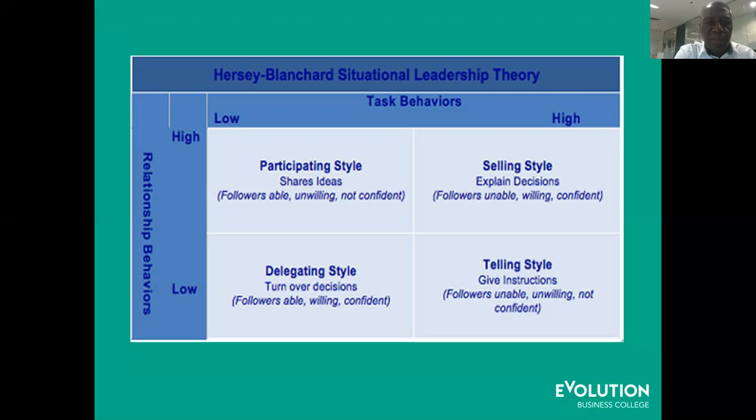Hersey-Blanchard also talks about the delegating style. So what is your participating style? What is your selling style? And what is your delegating style and telling style? In your delegating style, to whom do you turn over decisions? If you are one of those leaders who are happy to delegate, your followers are able to learn new things and follow into new things, because they've been given the opportunity to try things on their own, and they feel trusted, and that builds their confidence and self-esteem.